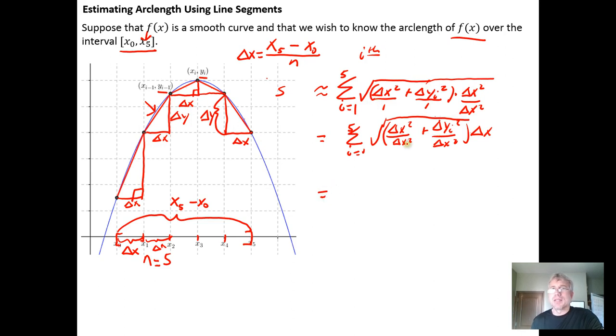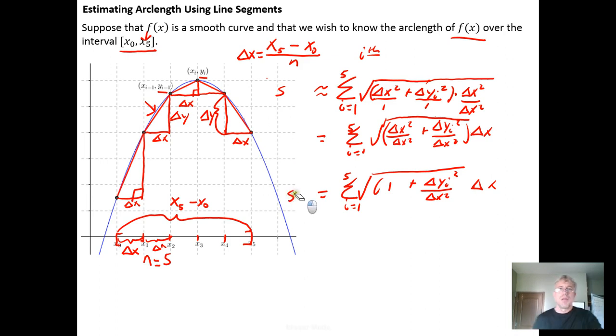And then this can simplify a little bit. Delta x squared over delta x squared is 1, plus, then we have delta y sub i squared over delta x squared, times delta x, and we're taking the sum of this mess. That's a horrible summation. We're taking the sum of this mess from i equals 1 to 5. And this is going to be the arc length.